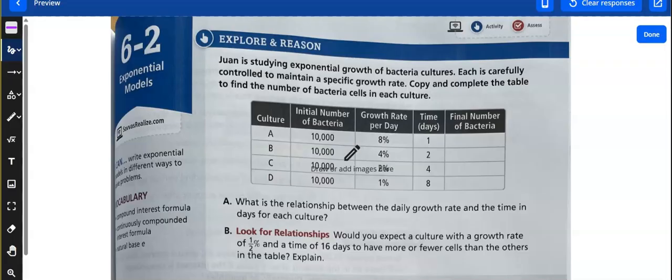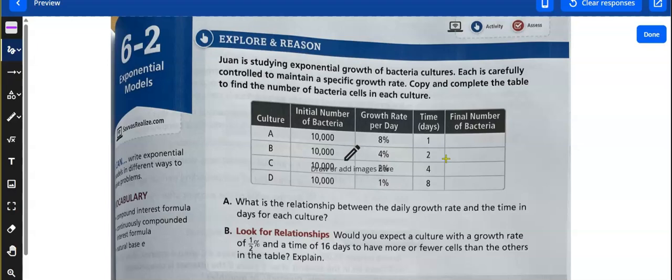What would you do with that 10,000? What would you multiply it by for the 8% growth rate? 1.08. Okay. Now, what exponent would you use for 1 day? 1, right? That's important because when I go to the next one down and I change the growth rate to 4%, what exponent am I going to use? 2 days. Okay. So they cut the growth rate in half, but they doubled the amount of days.